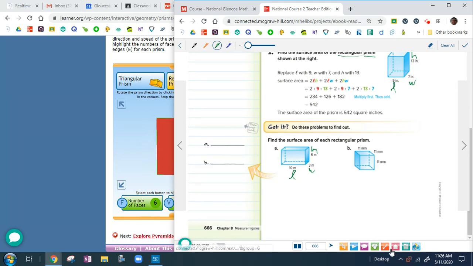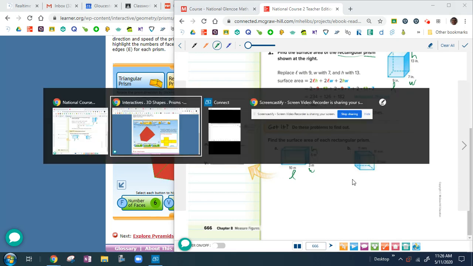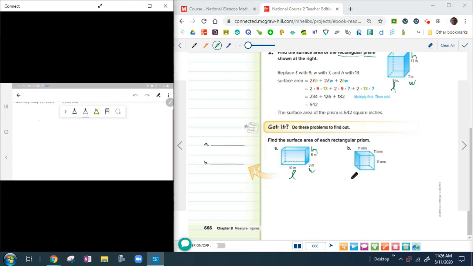Okay, let's go to the next page. Oh, strike that. Let's do the work for part A. I'm going to do that over on the side here where I can actually write. So let's write the formula. Surface area of a rectangular prism is going to be 2LH plus 2LW plus 2HW.